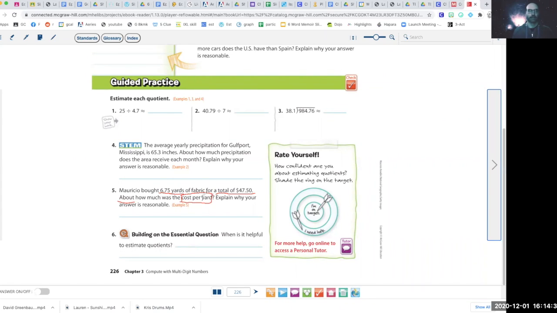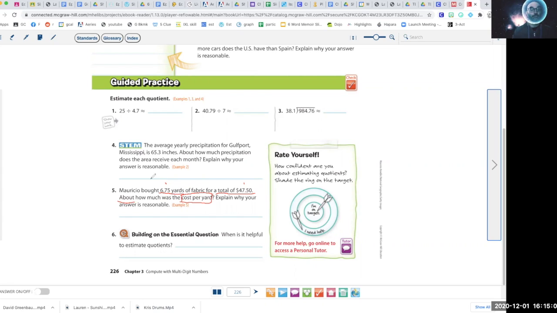So he bought 6.75 and it was $47.50. So let's see if you can figure it out. You're going to estimate both of these into numbers that are compatible, that are easily divisible. I'll give you a hint. Neither of these numbers will end in a 0.